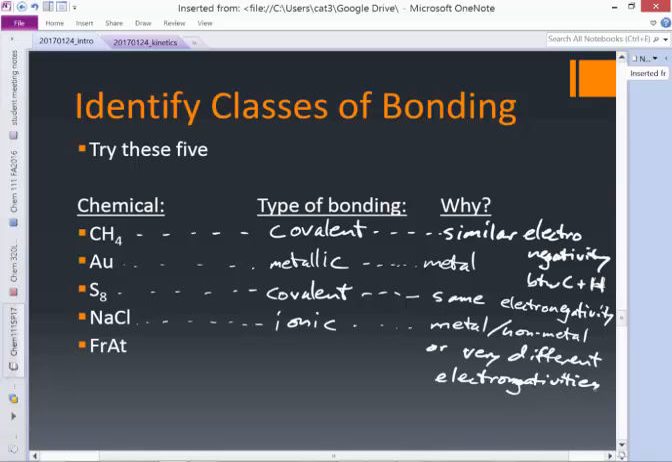Francium and astatine. You ever work with those? Me neither. Francium is radioactive. Astatine is one of the rarest elements in the world. So I've never worked with them, but ionic because it's a metal and non-metal. You can apply principles to molecules you haven't seen yet, which is one of the big exercises we do in this class. We're going to learn a principle, maybe an equation, and go apply it to a molecule you haven't heard of. Because that's what you're going to do.